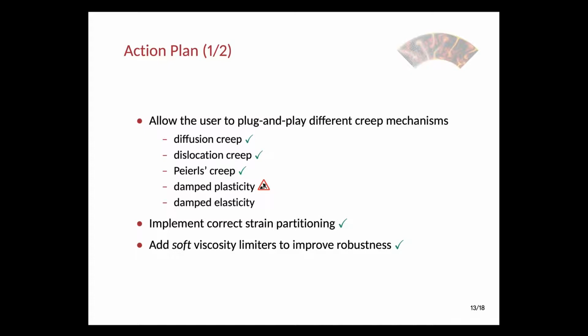Of course, within this model, the entire point is that we're trying to implement correct strain partitioning, so that's already implemented. The two things that aren't implemented are damped plasticity, for which there's a pull request open already, and damped elasticity, which is waiting on an open pull request before I make my own to add on to the elasticity rheology module. We've already added the soft viscosity limiters, so hopefully that'll improve robustness in evaluations. That is yet to be seen. So if we move on to the last slide.